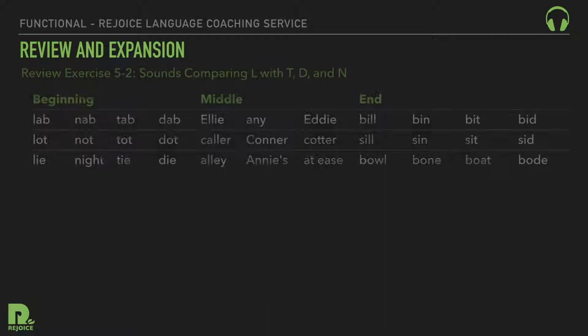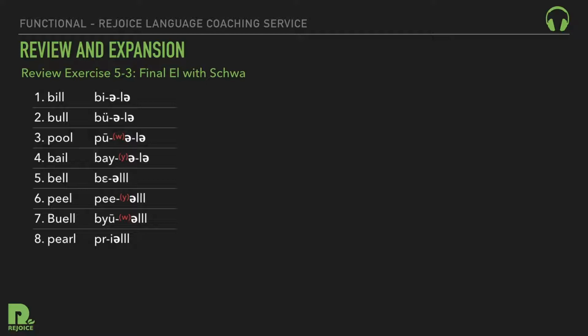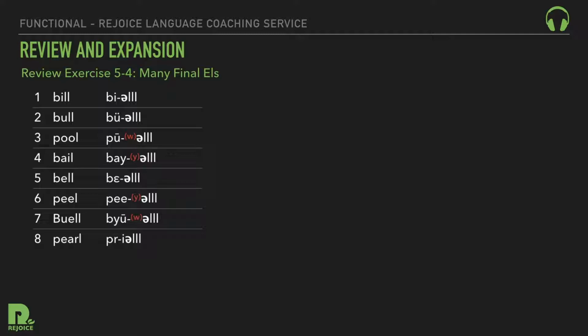Review exercise 5-3, final L with schwa. Bill, bowl, pool. Bail, bell, peel. Buell, pearl. Review exercise 5-4, many final L's. Bill, bull, pool, bale, bell, peel, Buell, pearl.